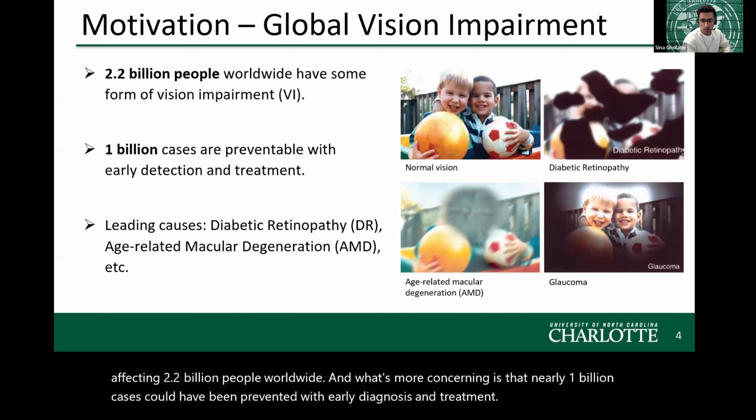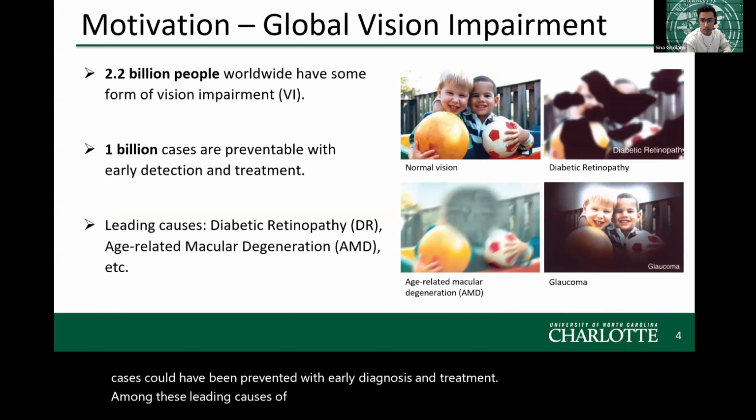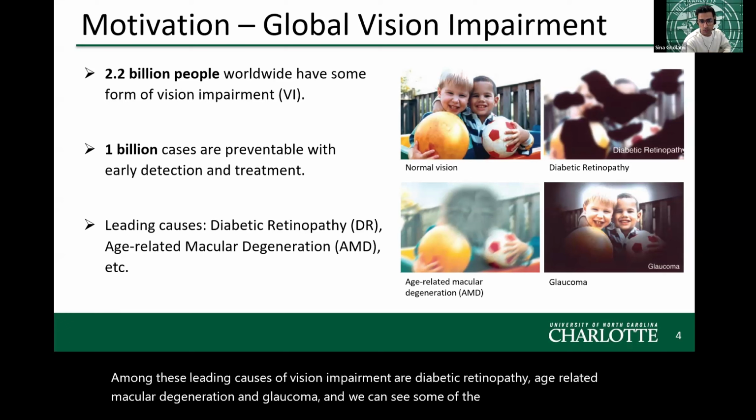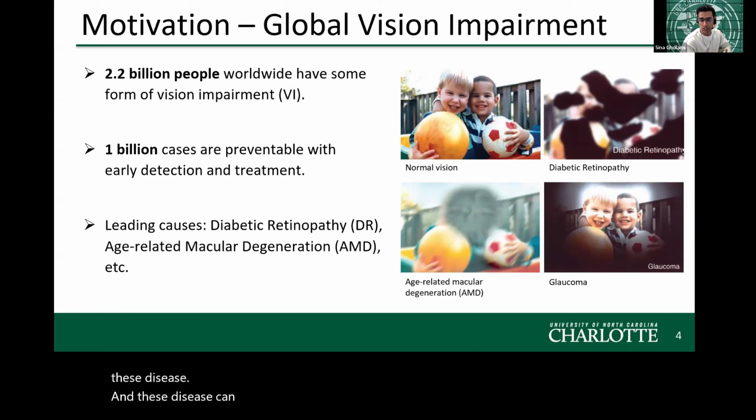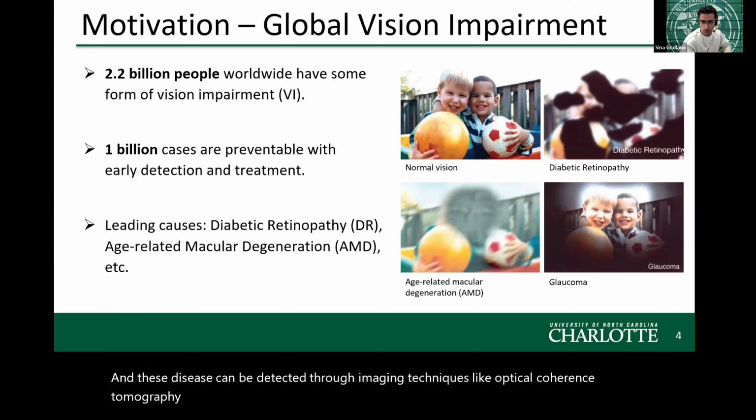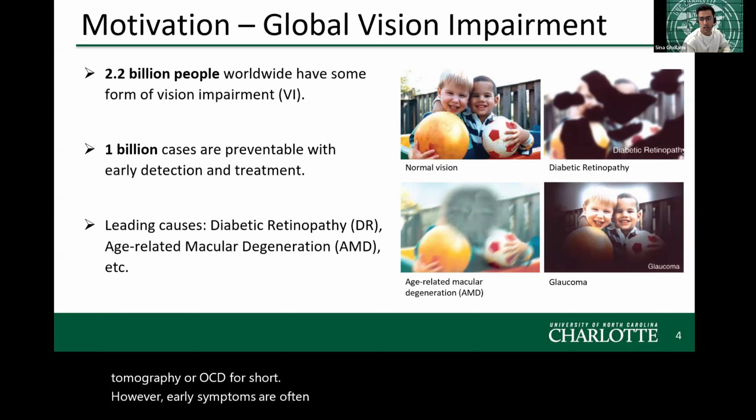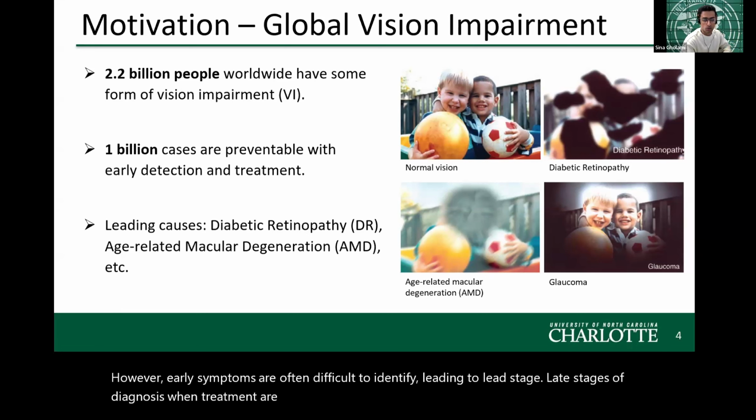Among the leading causes of vision impairment are diabetic retinopathy, age-related macular degeneration, and glaucoma. And we can see some examples of patients with these diseases. These diseases can be detected through imaging techniques like optical coherence tomography, or OCT for short. However, early symptoms are often difficult to identify, leading to late-stage diagnosis when treatment is less effective. So how can AI help? Let's take a look.